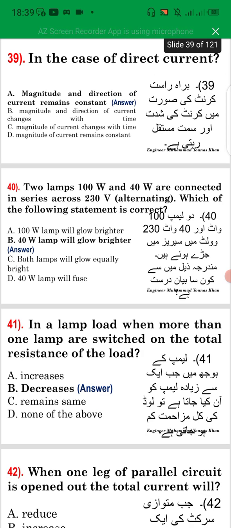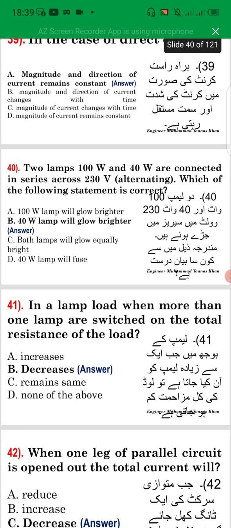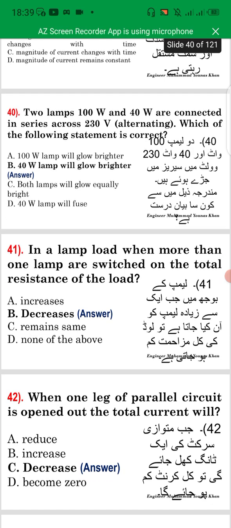Question number 40. Two lamps, 100 watt and 40 watt, are connected in series across a 30 volt AC supply. Which of the following statements is correct? 100 watt lamp will glow brighter, 40 watt lamp will glow brighter, both lamps will glow equally bright, 40 watt lamp will fuse. So the correct answer is 40 watt lamp will glow brighter.